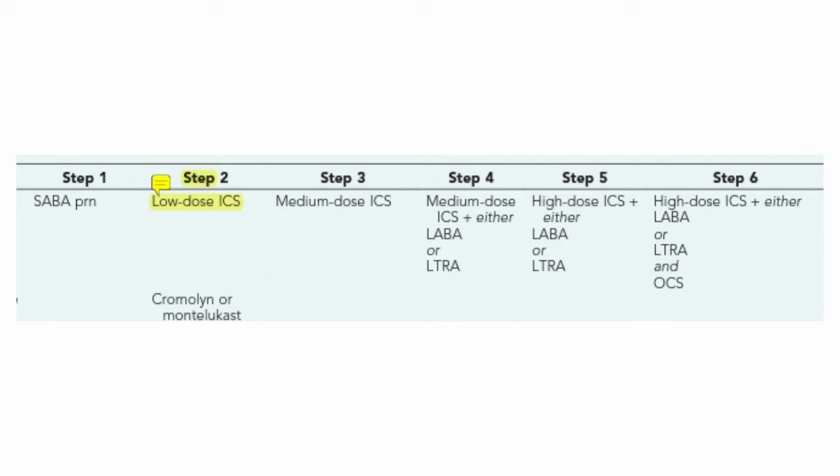Step 5 is the high dose inhaled corticosteroid along with the LABA or LTRA. And step 6 is the high dose inhaled corticosteroid with LABA, LTRA, and oral corticosteroid. So in this, oral corticosteroid will be added. So SABA, low dose inhaled corticosteroid, medium dose inhaled corticosteroid, medium dose plus LABA or LTRA, high dose plus LABA or LTRA, then high dose plus LABA, LTRA, and oral corticosteroid. So these are the 6 steps of management. You should remember them.